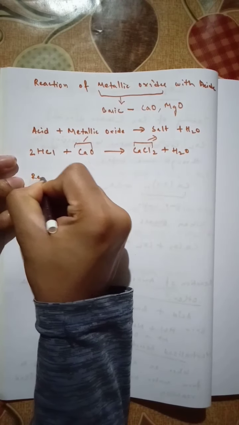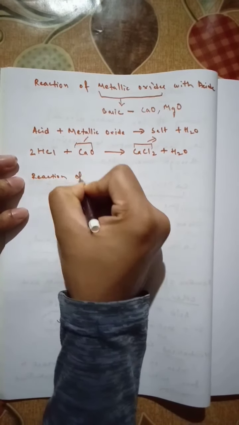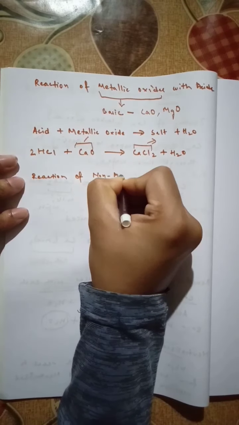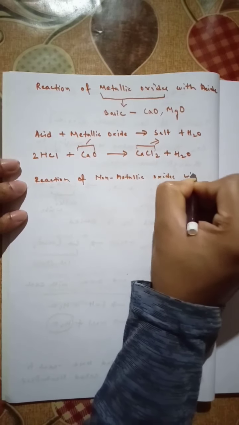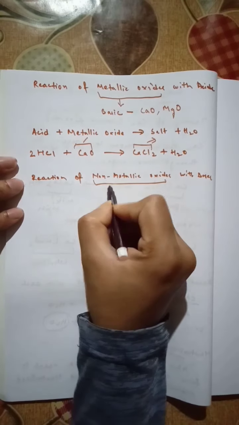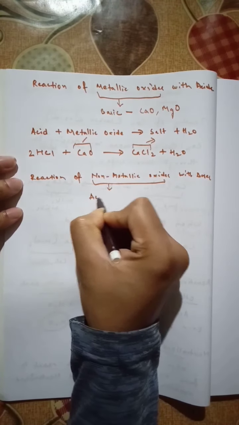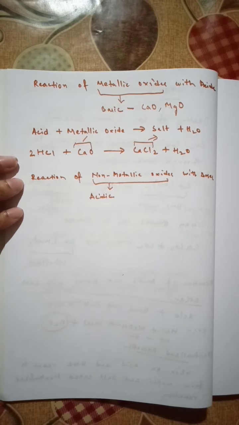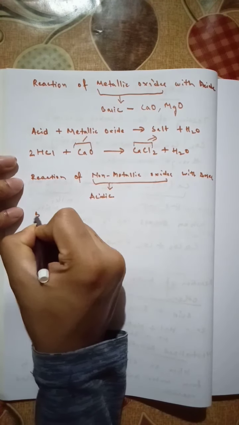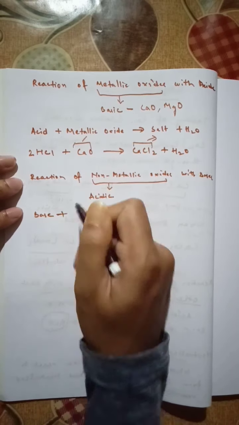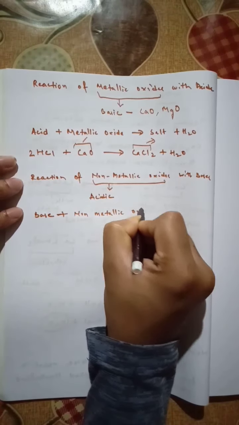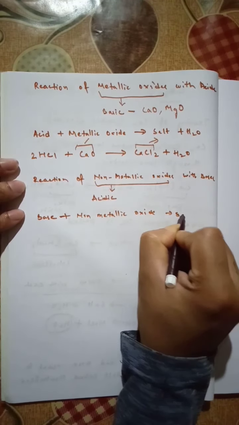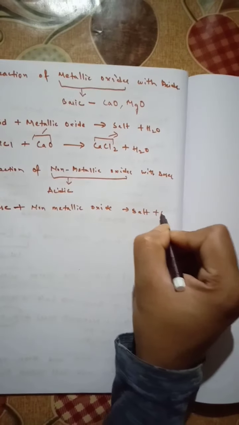Now next is reaction of non-metallic oxides with bases. Now what is a non-metallic oxide? Always remember, non-metallic oxides are acidic in nature. Now let's take a base and react it with a non-metallic oxide, then also we will get salt plus H2O.